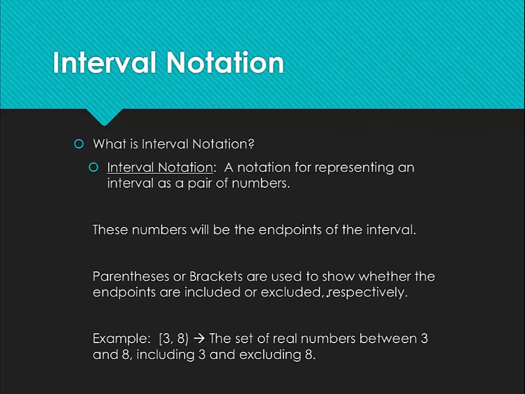Done. Now, interval notation, our second form of notation, is a notation for representing an interval as a pair of numbers. These numbers will be the endpoints of the interval. So from our previous example, we had our set of 1, 2, 3, 4, and 5. The interval notation of this set would be taking the endpoints 1 and 5 and then closing them in the same brackets or parentheses. So since we use brackets, bracket. So the interval notation of that set is 1, 5.